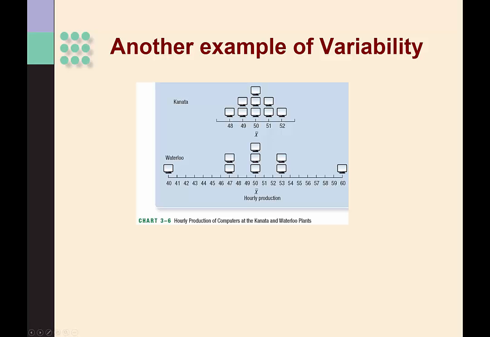30% of the time, the Waterloo plant's production is faster than Canada, but 30% of the time it is also slower. Now, if this was your company and you had a super important client that ordered computers from you and they wanted to know precisely when the order would be filled, which plant would you send the order to? It would likely be Canada, as the production speed is less variable and more predictable.